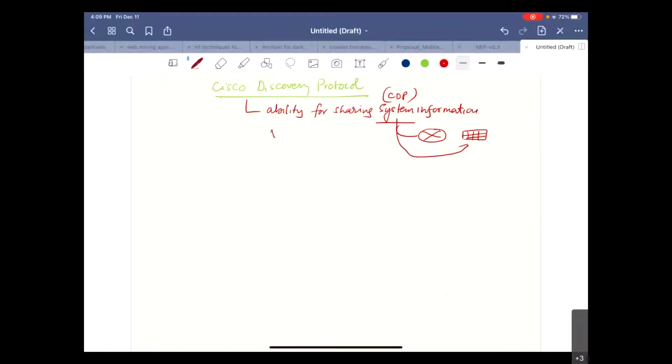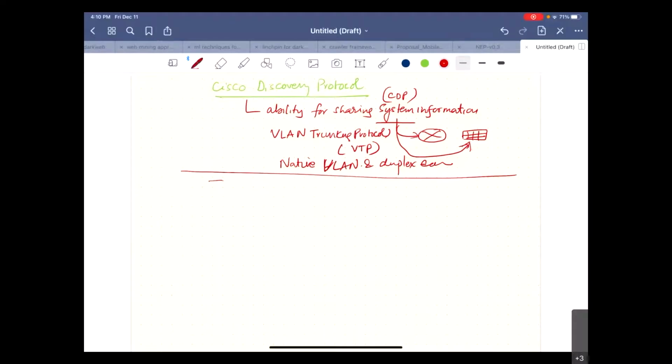Like VLAN, VLAN Trunking Protocol (VTP), native VLAN, virtual LAN and duplex communication. While sharing, after sending and receiving the information, both sides will understand. This data will transfer in the network.